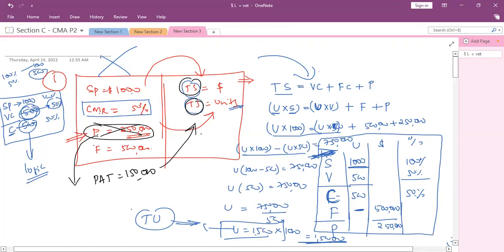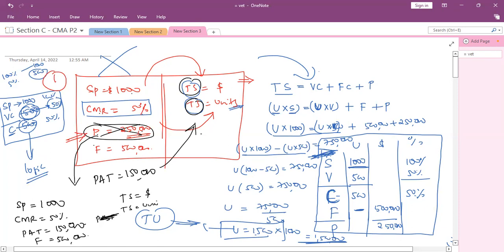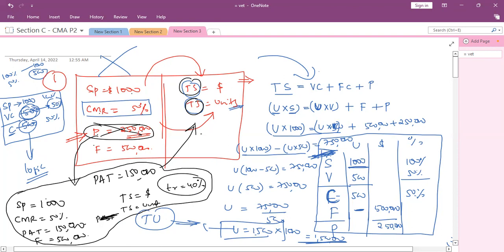Same question I'm writing once again. Selling price 1,000. CMR is equal to 50%. Profit before tax is given 150,000, sorry, profit after tax. Fixed cost is given 500,000. Calculate total sales, in units. Additional information is tax rate is 40%. Now you have been asked to calculate total sales in dollars. Do it.